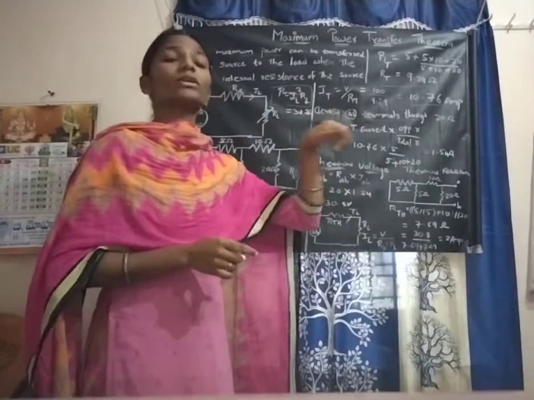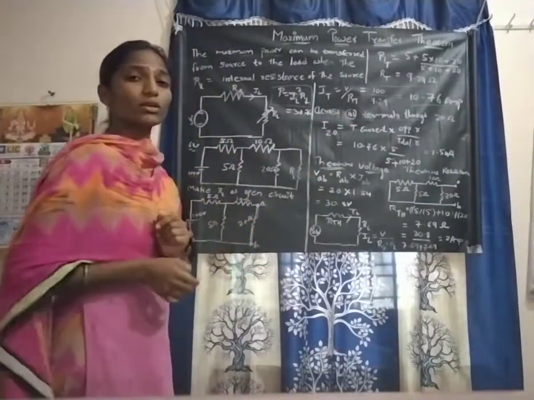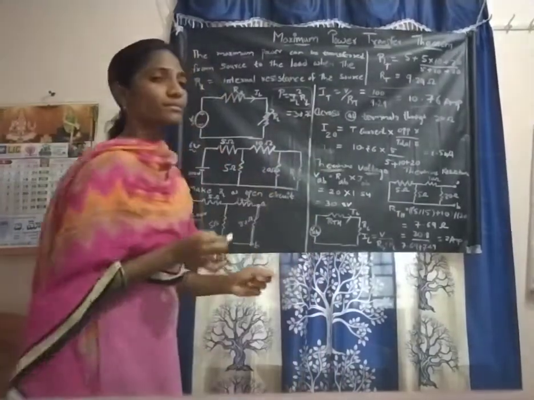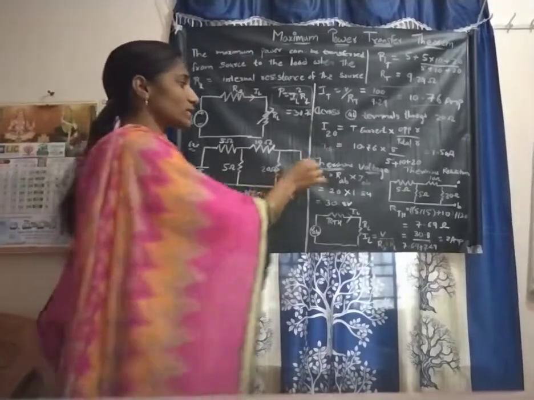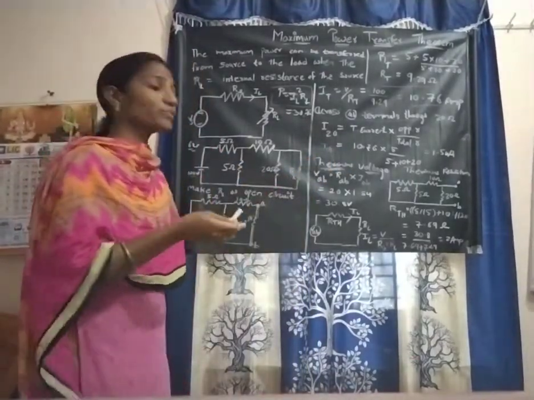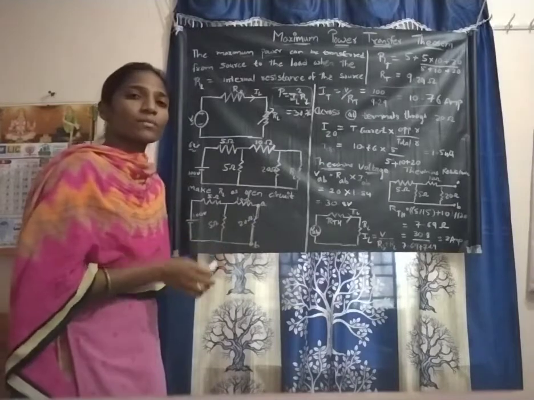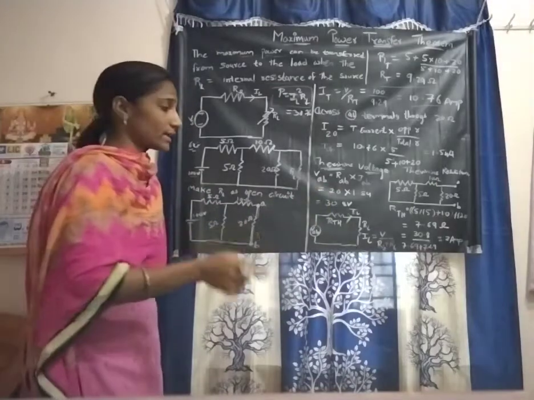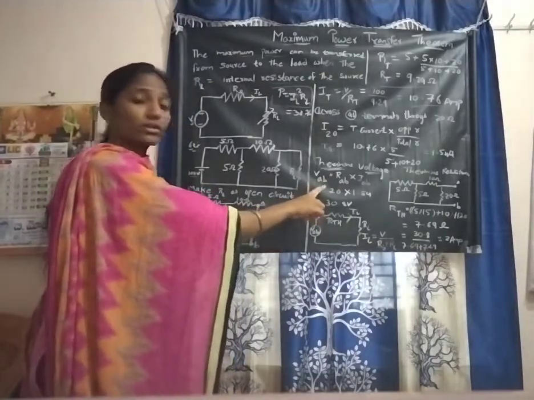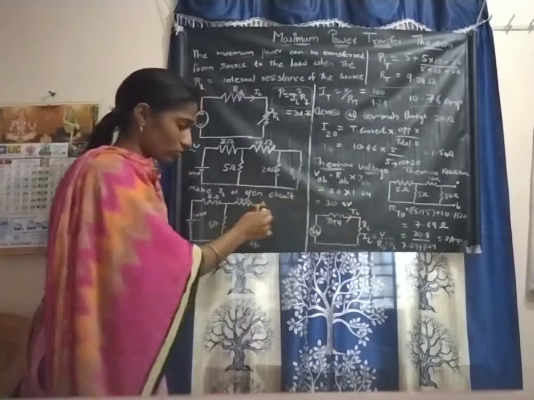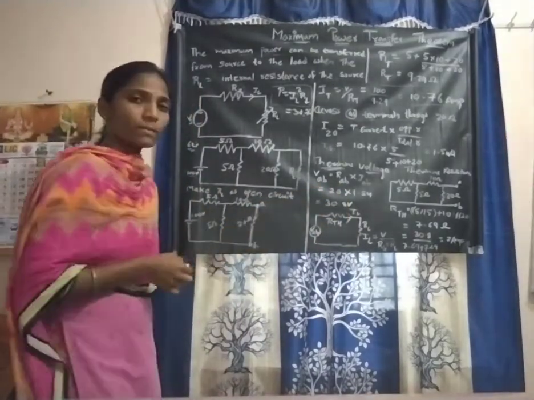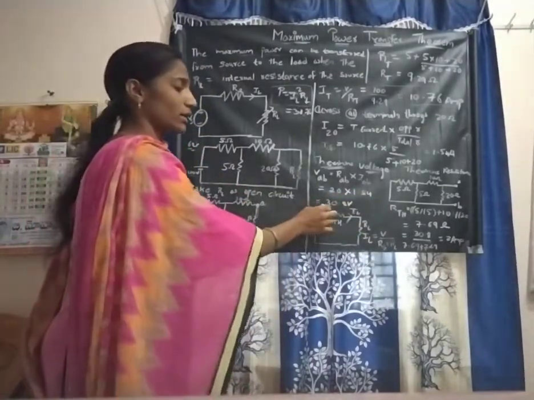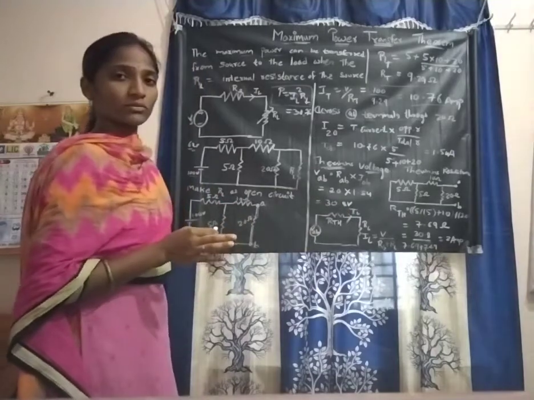This is the current passing through the 20 ohm resistor, which we can call IAB. Using IAB, we can find VAB, that is the Thevenin voltage. VAB is equal to RAB into IAB, using Ohm's law. Between the AB terminals, R is 20, multiplied by the IAB value 1.54, which is 30.8 volts.